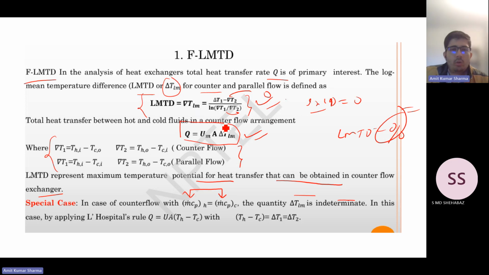So we can apply the L'Hospital rule. After solving, you will get Q equals UA (TH minus TC). So this difference will be the del T1, del T2 or LMTD, for the special case of this.